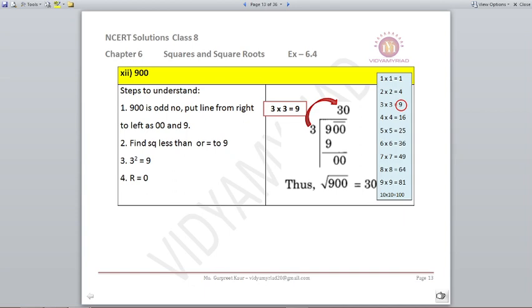Next, 900. Now 900 pair is 00 is one pair, and 9 is alone. Where is 9? 9 is the exact of 3 into 3. So I will write 3 into 3, 9, that is 0, and I will bring down zeros. So 10 will go up. In that case 30 into 30 is 900.